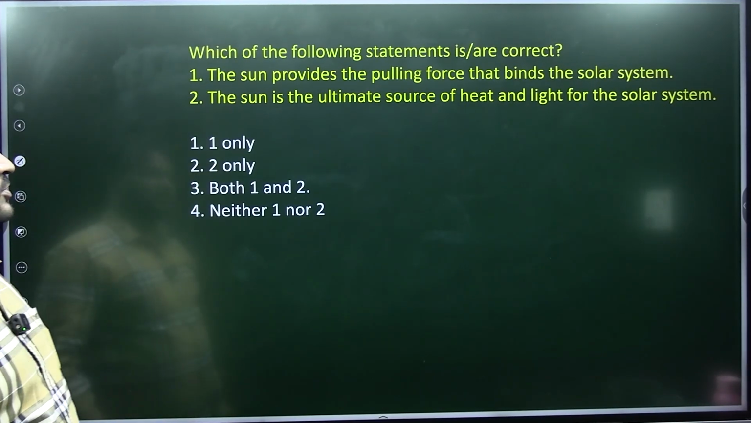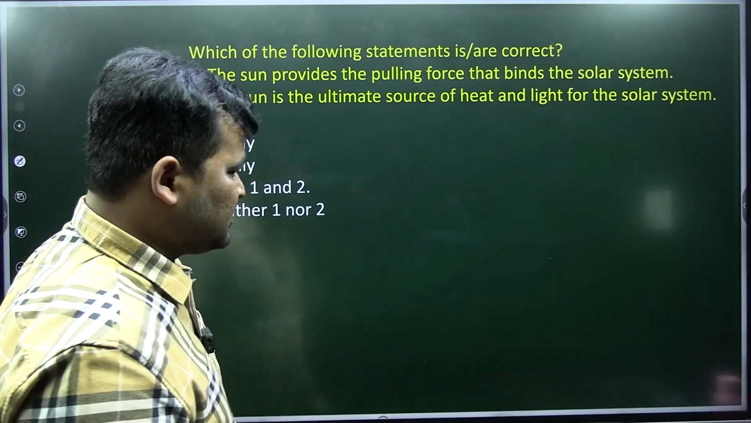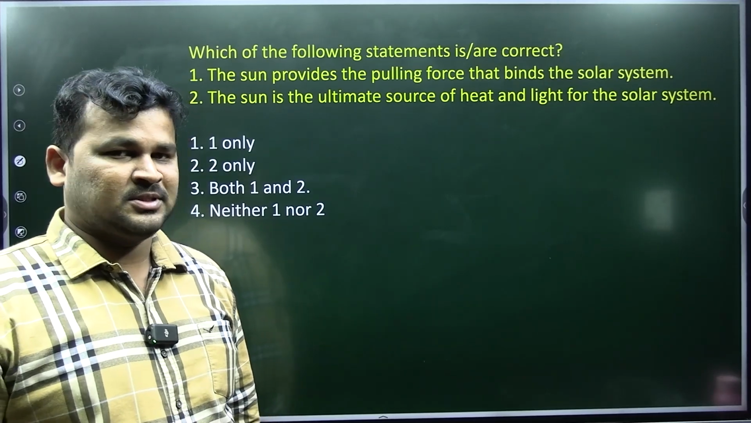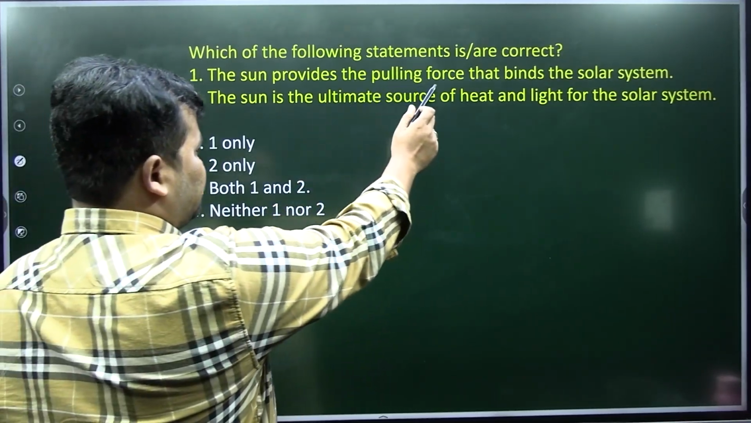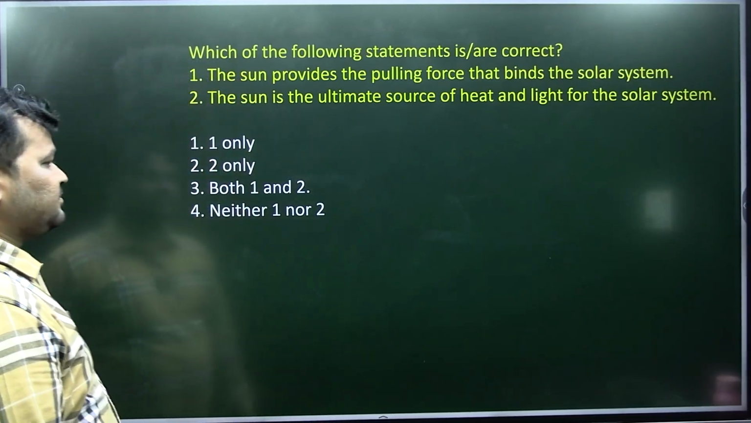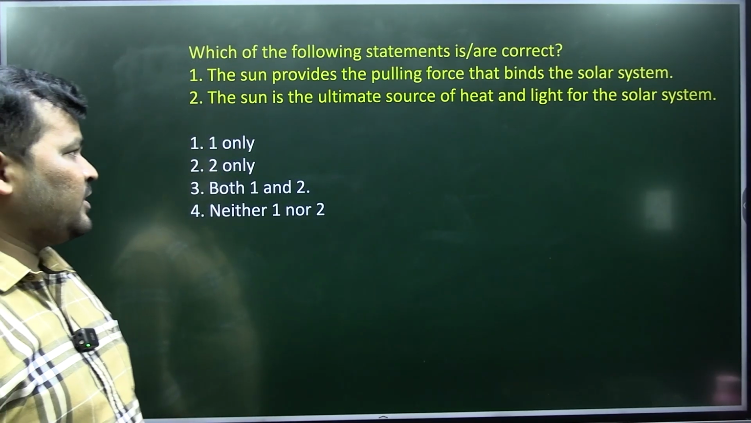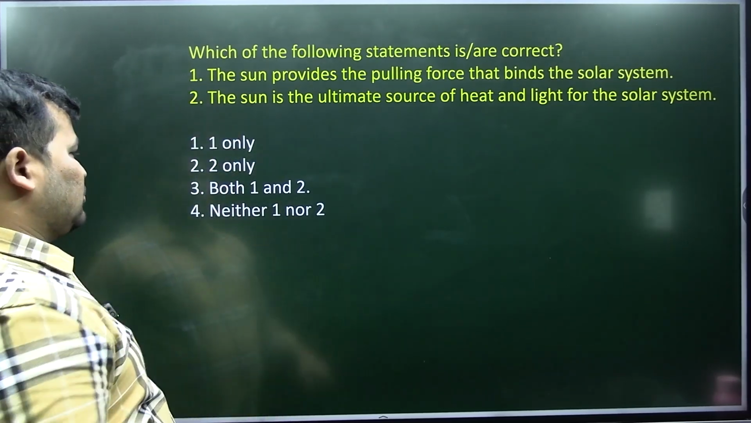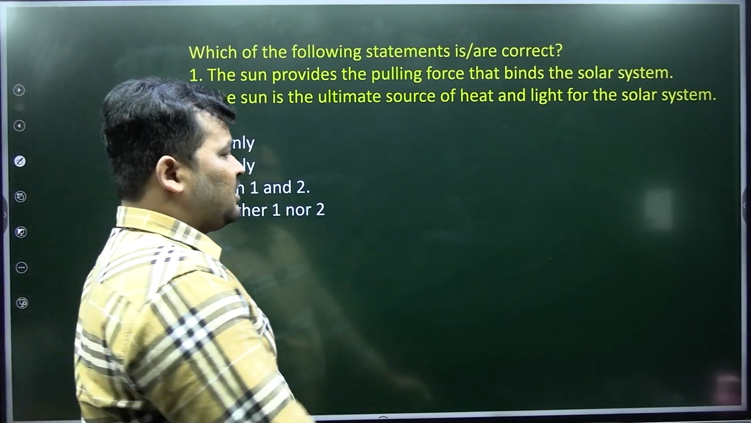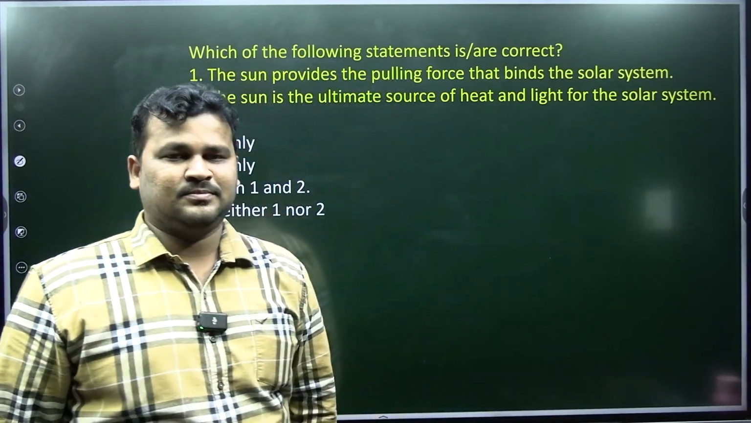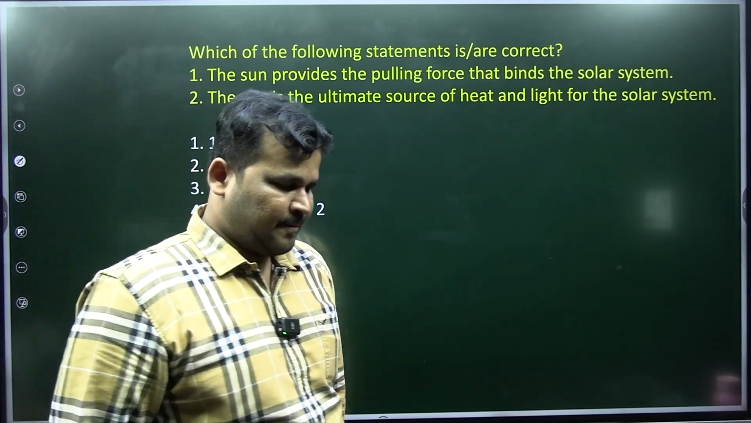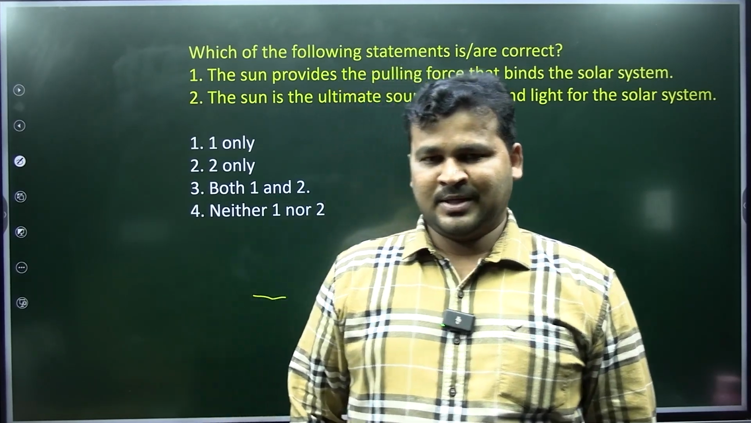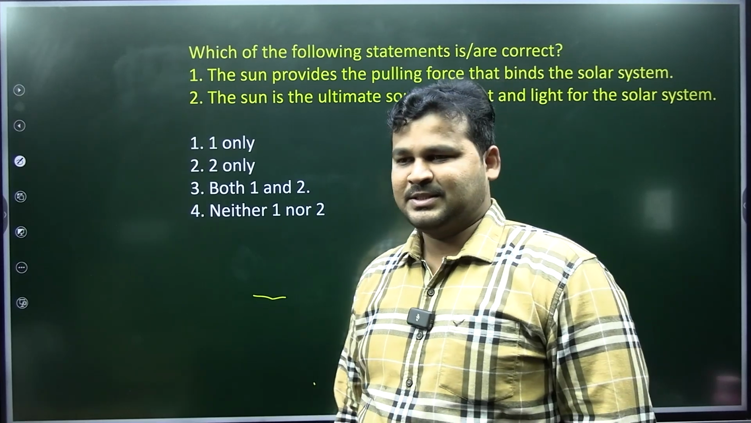Okay, next question. Which of the following statements are correct? 1. The sun provides the pulling force that binds the solar system. Is it true or false? 2. The sun is the ultimate source of heat and energy for the solar system. Explanation is coming. If you know the answer, you can comment your answer. If not, wait for the explanation.